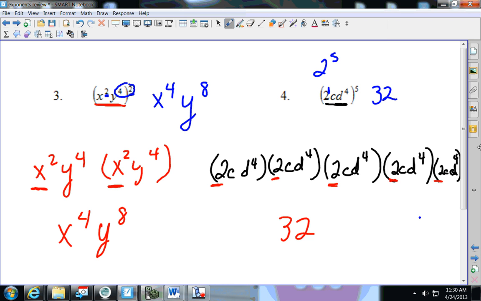Now, how many c's do I have? This is c to the first power. 1, 2, 3, 4, 5. C to the fifth power. That makes sense because this c right here is to the first power, 1 times 5 is 5. So it's c to the fifth power. And then my d's, I have 4, 8, 12, 16, and 20. D to the 20th, because 4 times 5 is 20. If you understand the shortcuts, then you don't have to write it all out.